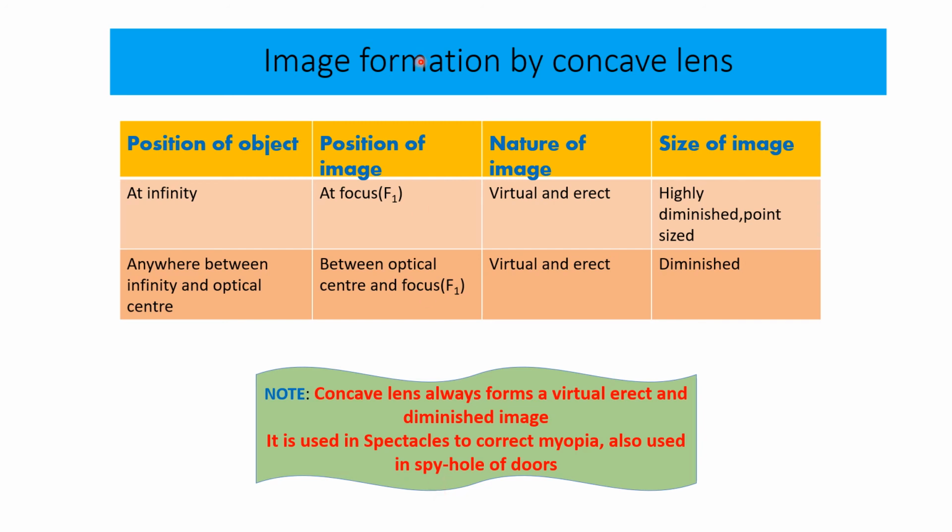Now, how to remember? See, whenever you look through that spy hole, wherever the object is, within the range up to which it can see, you'll see that the image is always virtual and erect, and also it is always smaller. That is only possible when we are using a concave lens. It is not possible when you're using a convex lens, right? So this is the connection to remember where we use which type of lens.